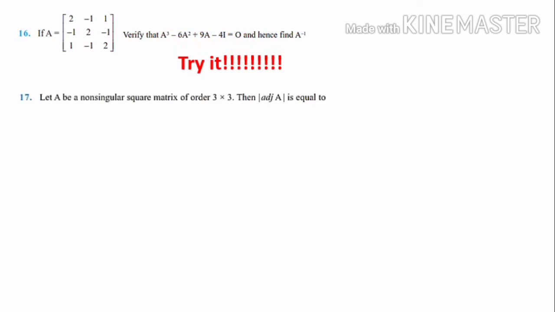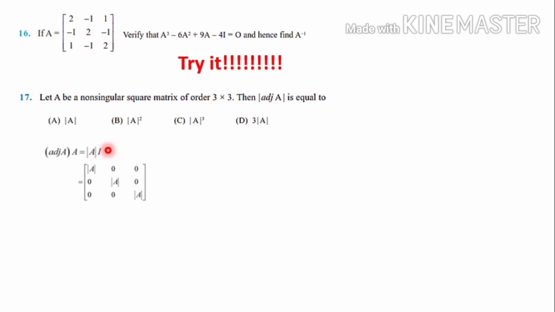Next is a multiple choice question, that is question number 17. Let A be a non-singular square matrix of order 3 by 3, then determinant adj A is equal to: first option is determinant A, second option determinant A square, third option determinant A cube, fourth option 3 into determinant A. Here we have a result adj A into A is equal to determinant A into I. Determinant A is a constant there, then I is an identity matrix of order 3.